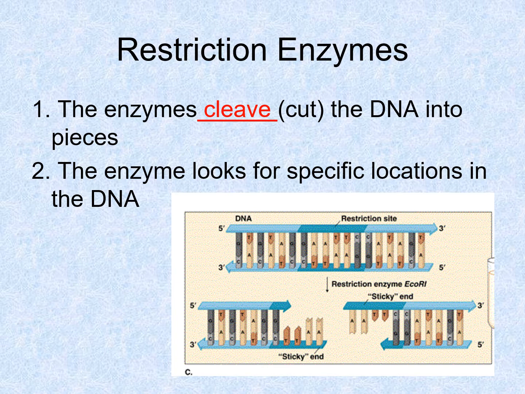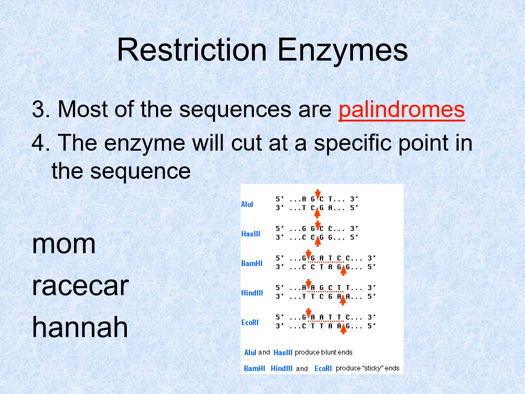So it might look for any time there's two A's together, or any time there's a GAA, or any time there's a CCC. It's looking for specific patterns. It has to know where to cut. And most of the sequences are these things called palindromes. Palindromes are words that, if you hold them to a mirror, are the same front and back. Something like mom or race car or Hannah. But think of restriction enzymes as being scissors with different patterns on them. They're going to cut things differently.